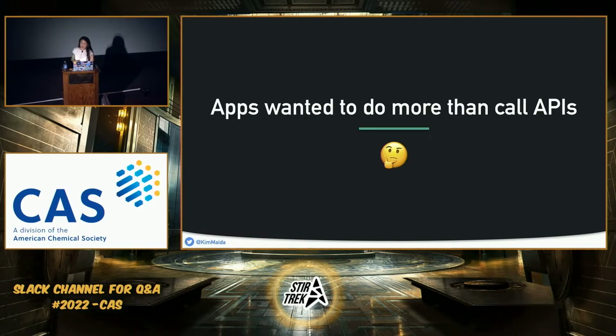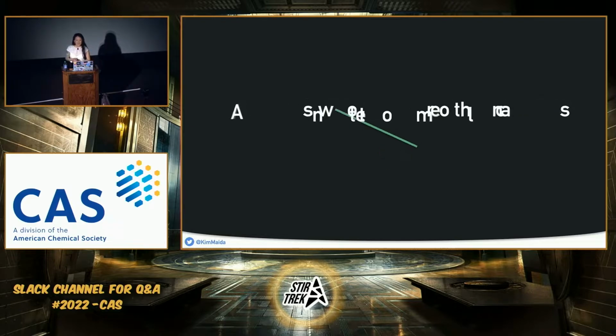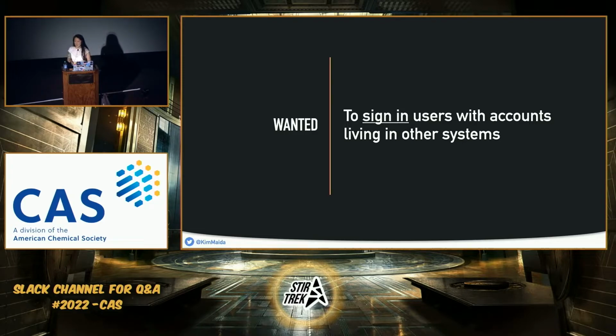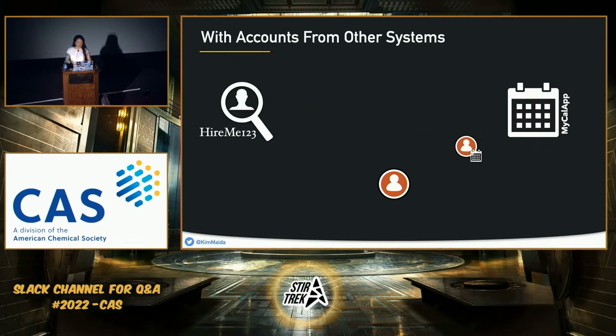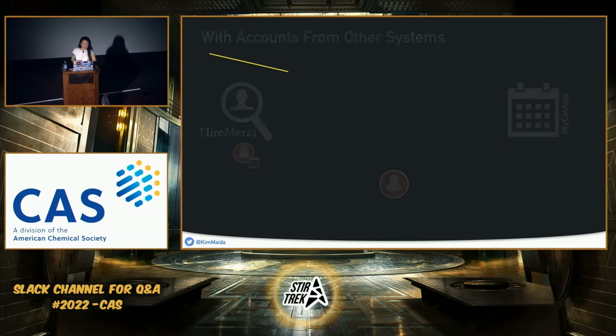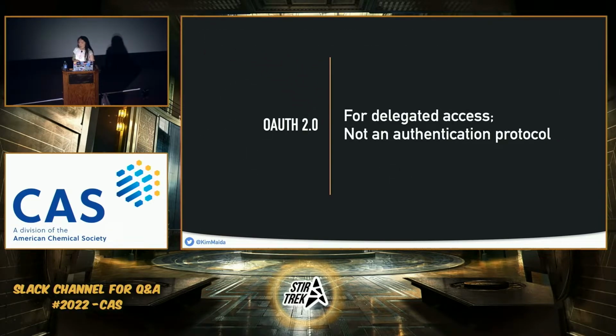But then, we liked this idea of using an authorization server so much that apps wanted to do more than just call APIs. They wanted to be able to sign users in with accounts that actually lived in these other systems. So for example, maybe HireMe wants a MyCal user to be able to log into HireMe using their MyCal account, despite not having a HireMe account. And we can see this as a need because now we do this all the time, right? But remember, OAuth 2 was a specification for delegated access. It's not an authentication protocol.